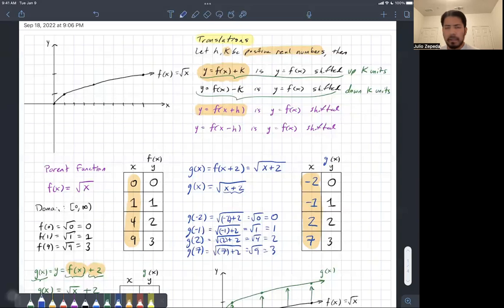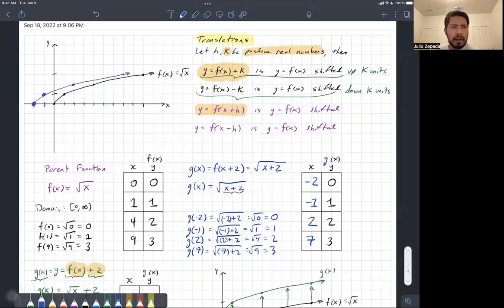So let's plot these points and see what that gets us. We get -2, 0. That's this point here. -1, 1. That's this point here. 2, 2. And 7, 3. And so this is what our graph now looks like.